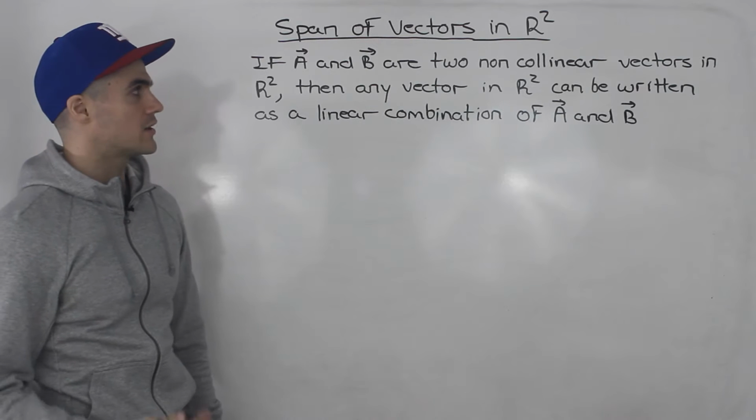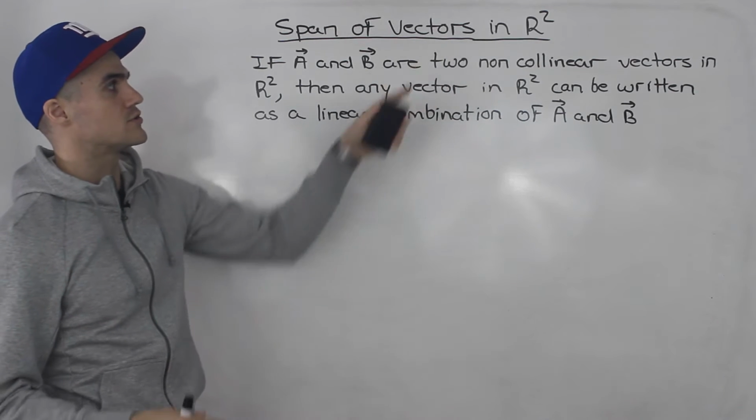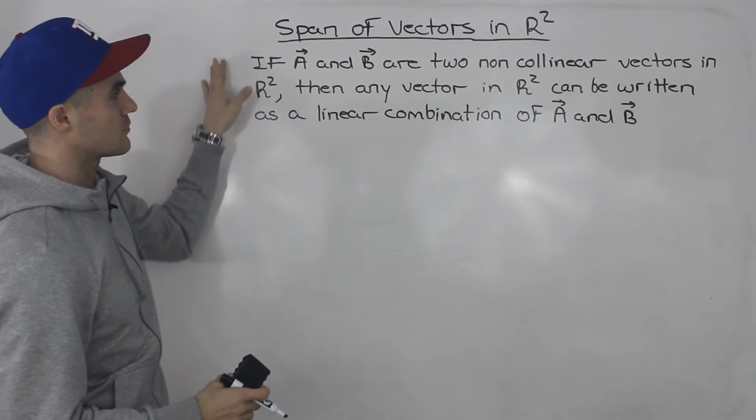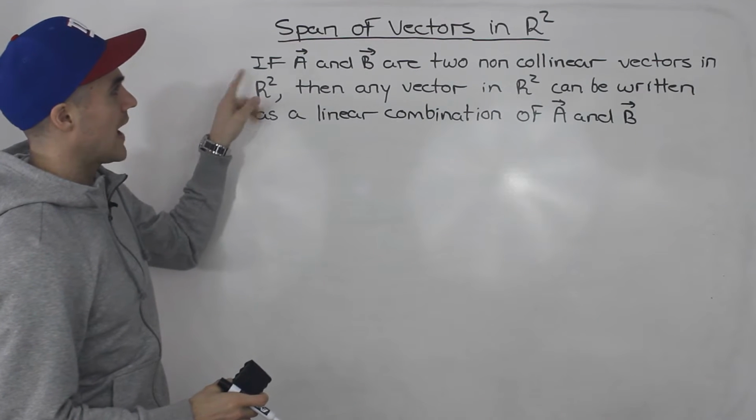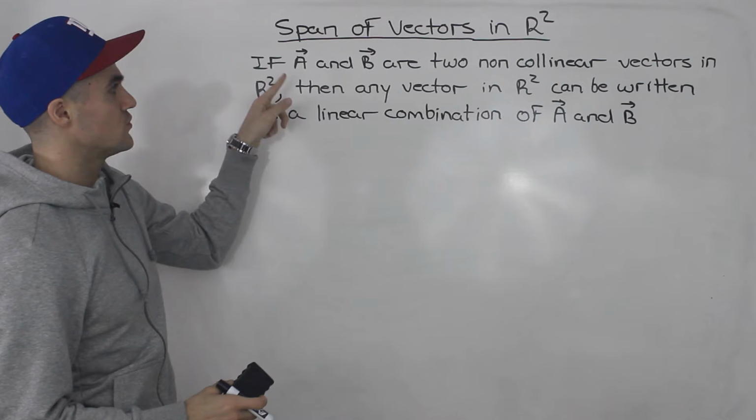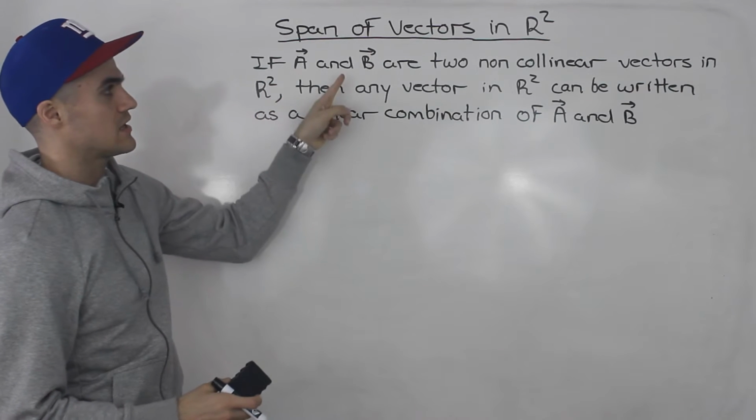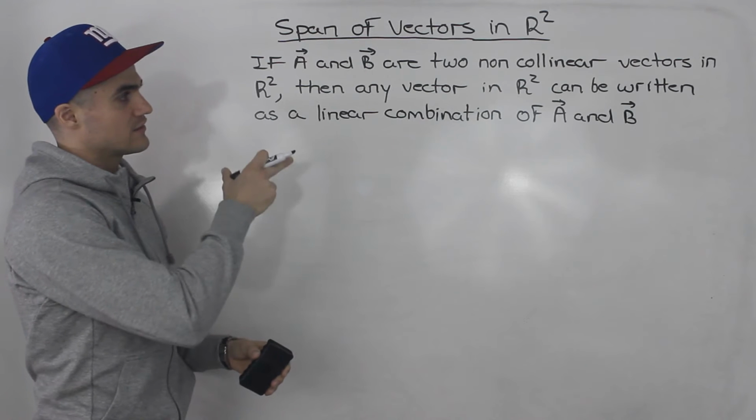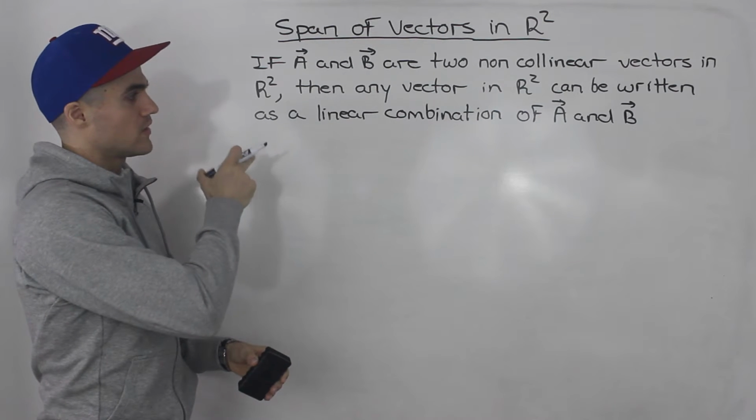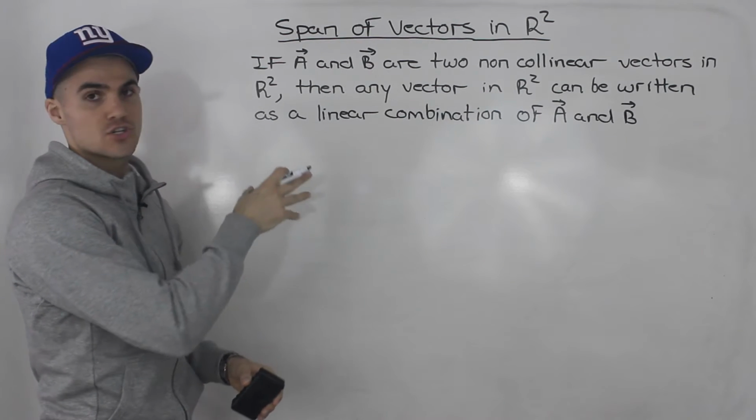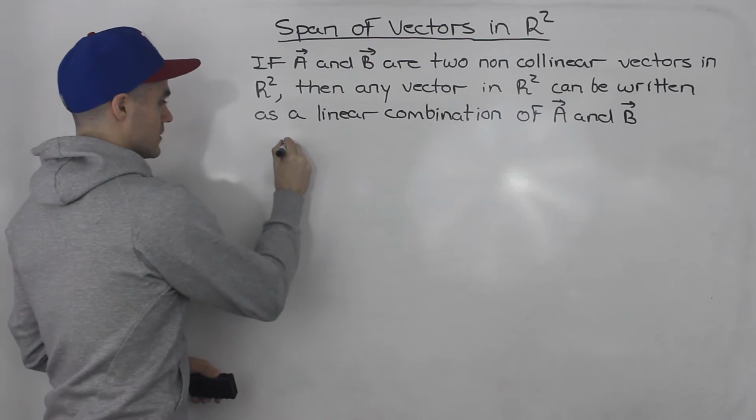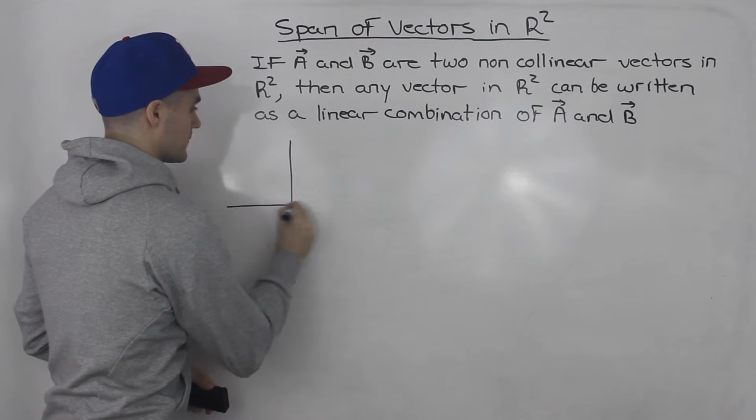Let's start off by talking about the R2 case, or the 2D case, for the span of vectors. Let's start off with a result here. What happens in R2 is, if you have two vectors, A and B, that are non-collinear, then any vector in R2 can be written as a linear combination of A and B. Here's what this means visually.